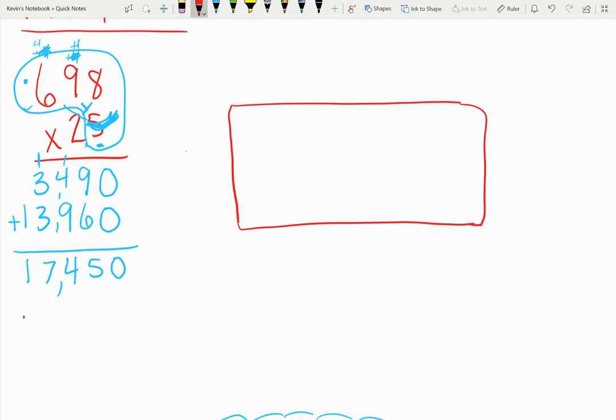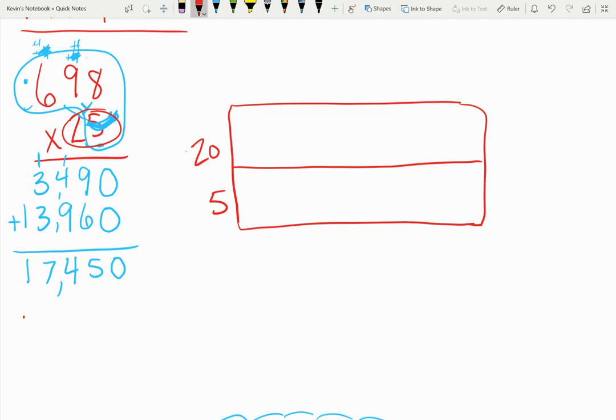Okay. I'm going to go ahead and take my bottom factor, 25, and use expanded form. We'll go ahead and do a 20 and a 5. Since I've only split those up twice, I'm going to go ahead and draw and just cut it in half, our area model, right down the middle.